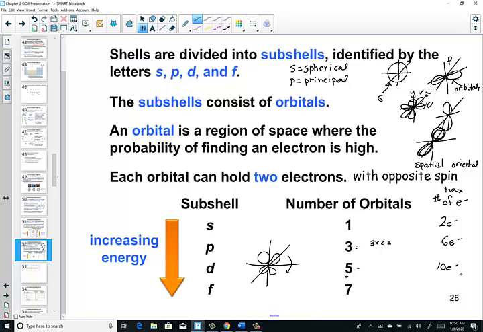And really large atoms have an F-shaped orbital, 7 different spatial orientations. That's another way of saying number of orbitals or spatial orientations. How many different ways can I arrange those electrons? Each of those arrangements holds up to 2 electrons, so that's a total of 14 to fill the F sublevel.